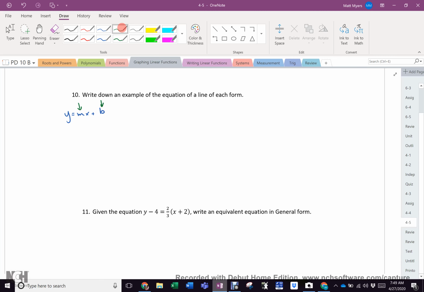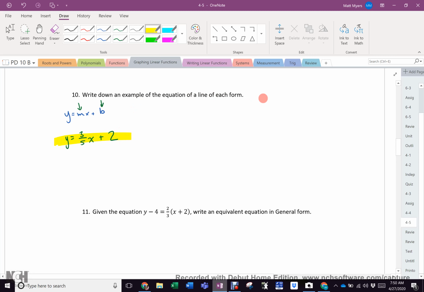So I'm going to wait a second. You pick a number. It doesn't matter what it is. I'm going to go with y equals 3/5 x plus 2. That is slope-intercept form.